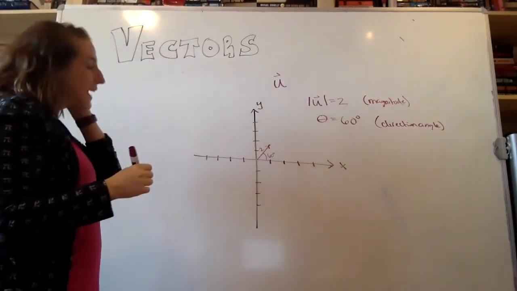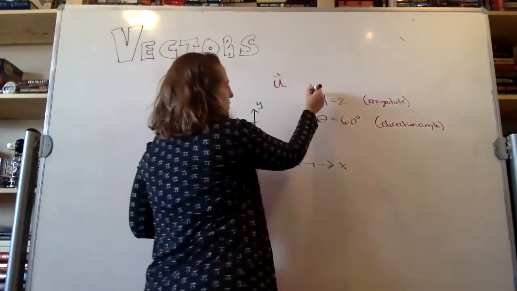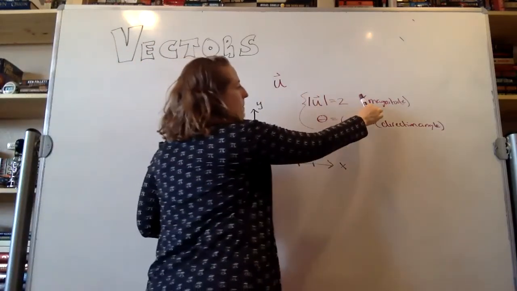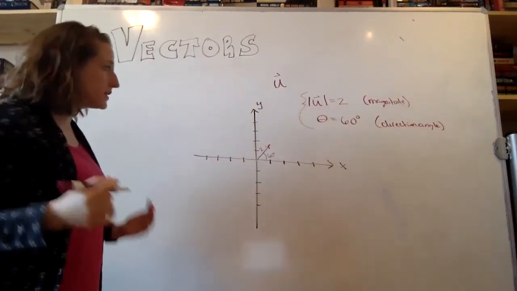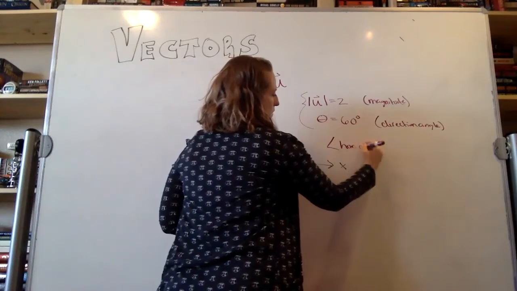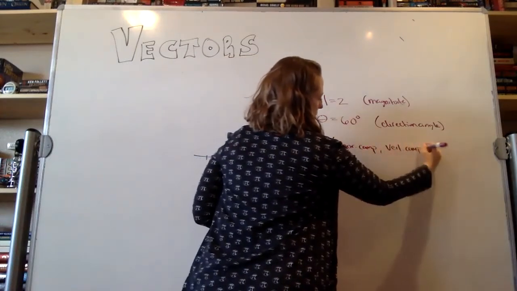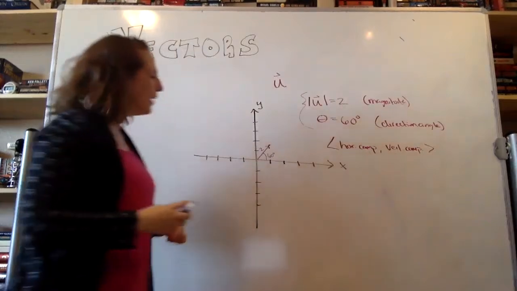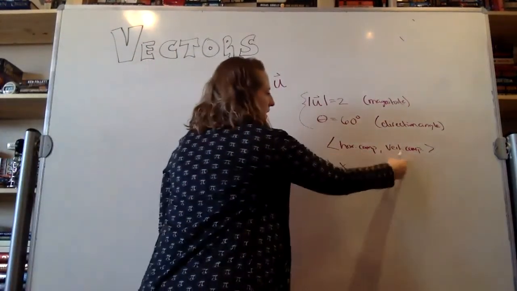Now, sometimes what we want to do is translate from vector information given like this, with a magnitude and a direction angle, into our horizontal and vertical components. So remember, that looks like this: horizontal component, vertical component. Okay, well, how can we do that? How can we go from something that looks like this to something that looks like this?